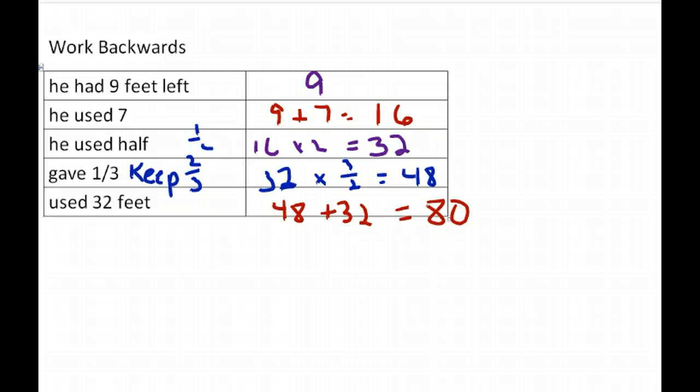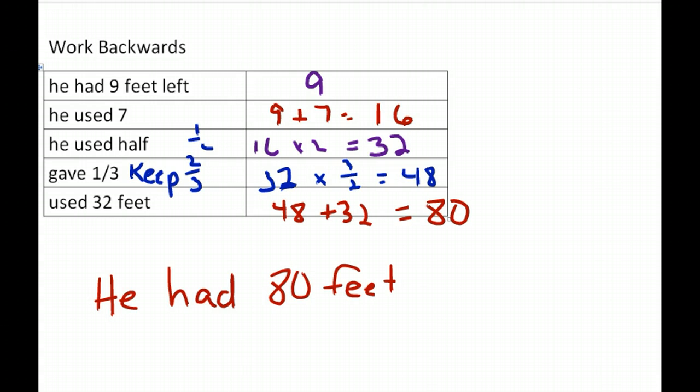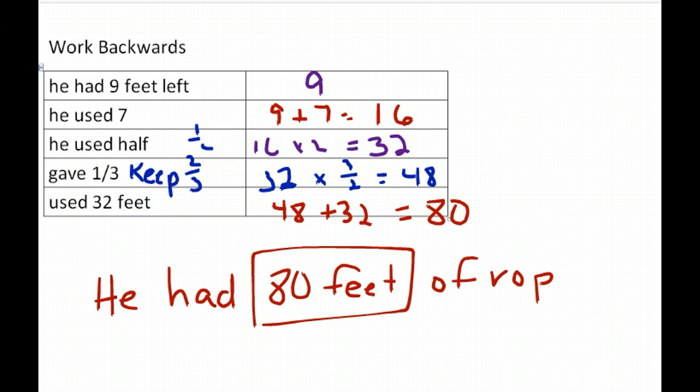80. All right, so now, this is a word problem, so we need to explain what our word means. It means he had 80 feet of rope. So that's what they mean when they say work backwards. Literally start at the end of the problem and go up. That's one problem.